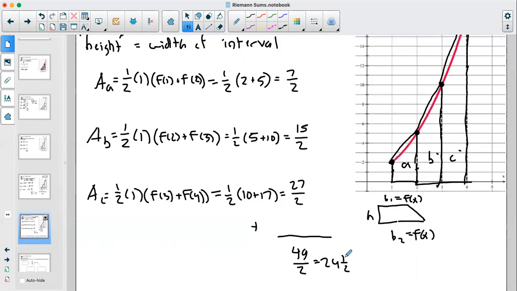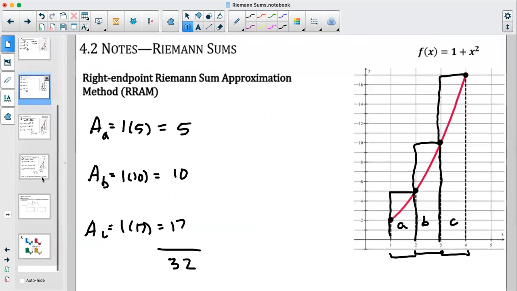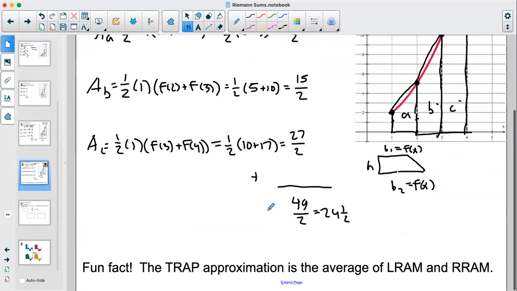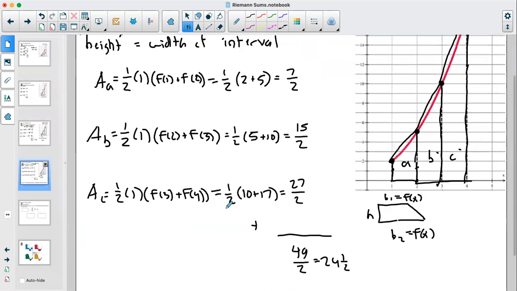And again, I would hope that this number is somewhere between the left and the right one. It should be a better approximation. And my left one was 17 and the right was 32, and 24.5 is in between those. And fun fact, the trapezoidal approximation is the average of the left and the right ones. True story.